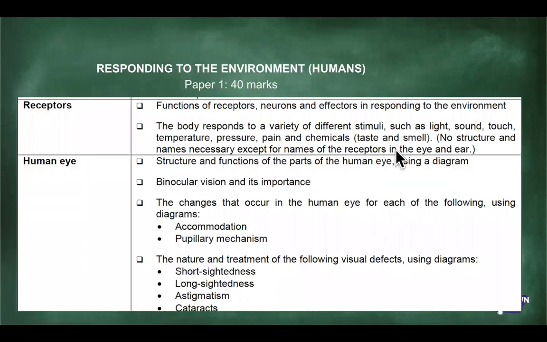Now, for your receptors, you only need to be aware that the sensory neurons have receptors. The body responds to a variety of different stimuli, such as light, sound, touch, pain, and chemicals. You don't need to know the structure or the names, except you need to know about the receptors in the eye and the receptors in the ear. For today, we're going to look at the structure and the function of the parts of the human eye using a diagram, and this will all be in paper 1.